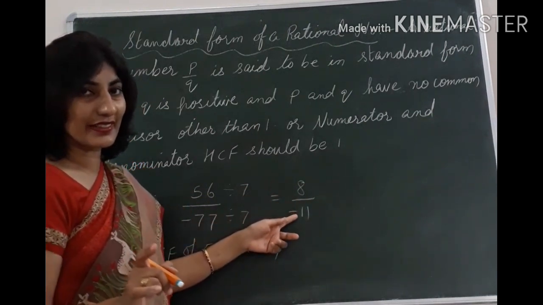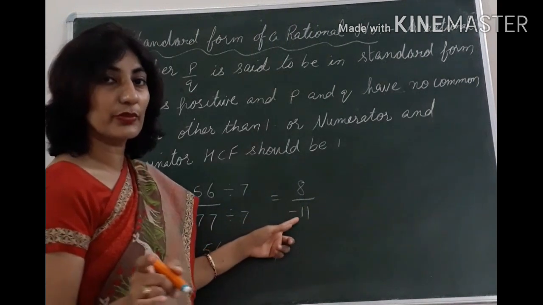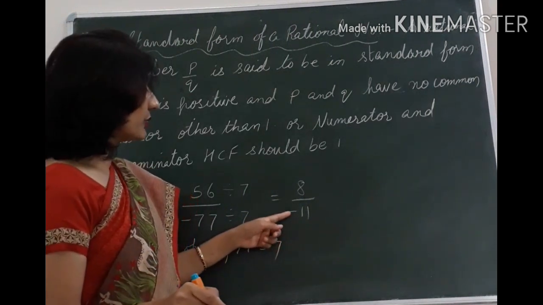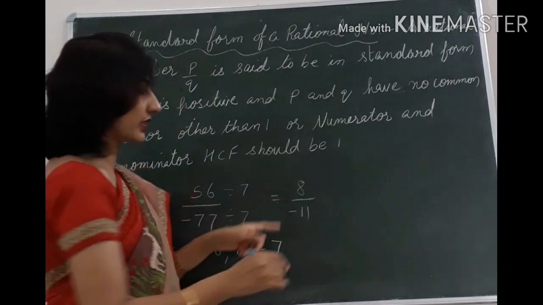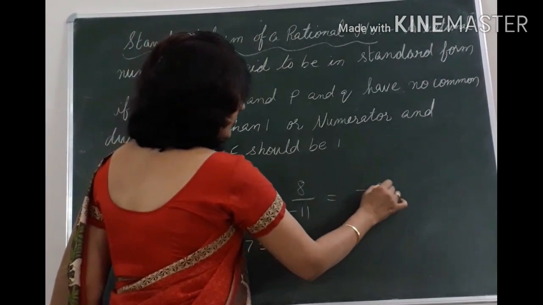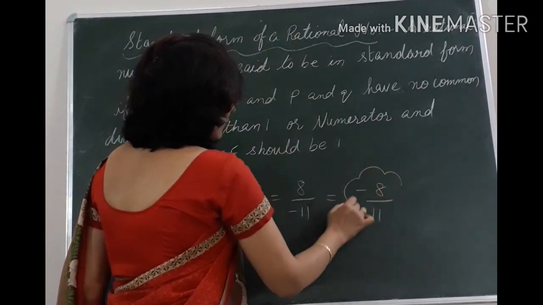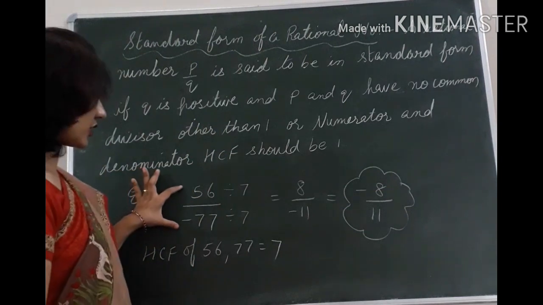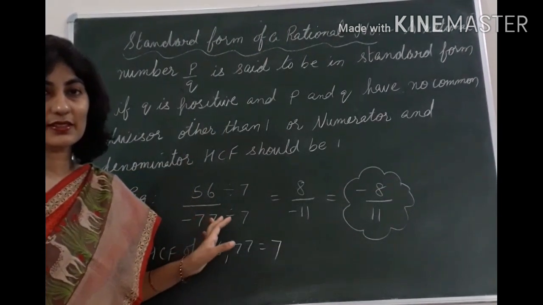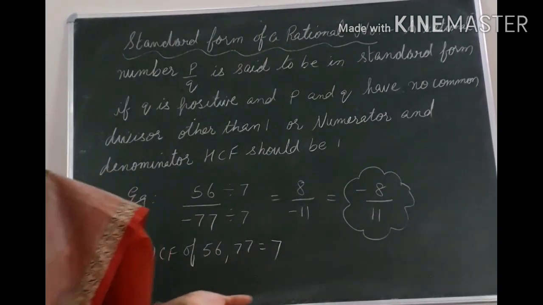This is not the standard form. In the standard form, the denominator should be positive. So this negative sign from the denominator I will shift to the numerator and I will write the answer as minus 8 upon 11. So minus 8 upon 11 is the standard form of this rational number 56 upon minus 77. We can take more examples also.